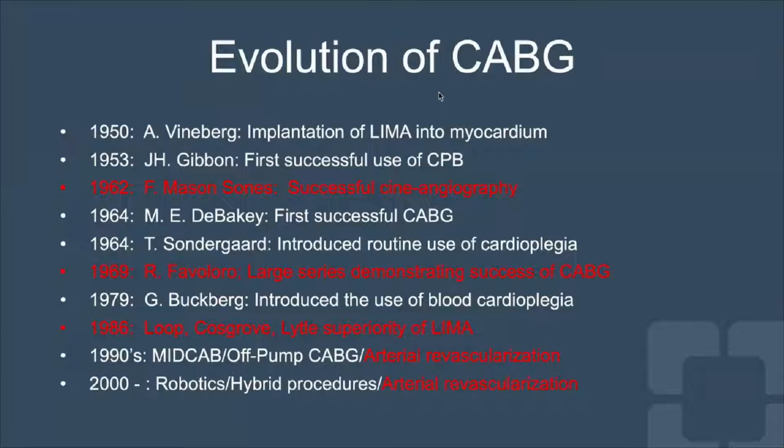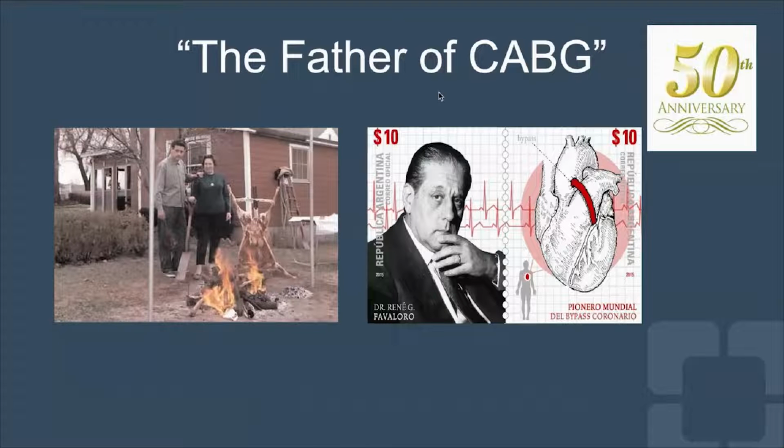In the 80s, Loop, Cosgrove, and Lytle at the Cleveland Clinic identified the superiority of the internal thoracic artery as the conduit of choice. And in the 90s, we saw an increase in the number of off-pump CABGs being done. And in the 2000s, we also saw robotics and hybrid procedures being offered as well.